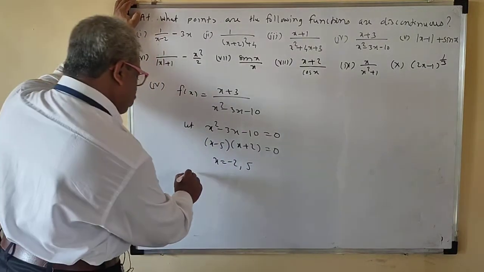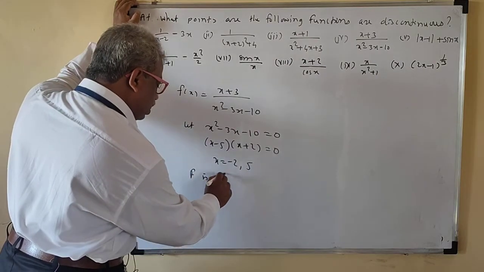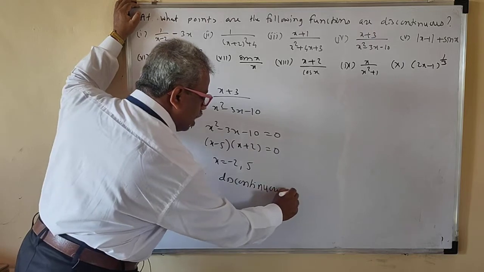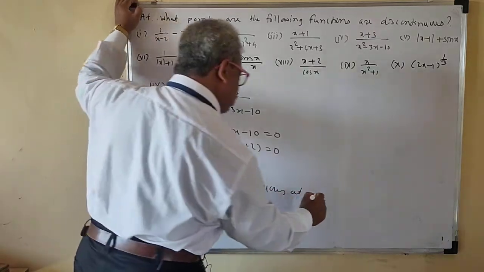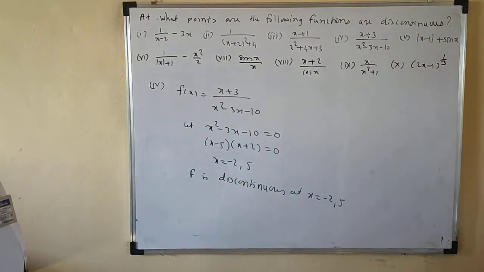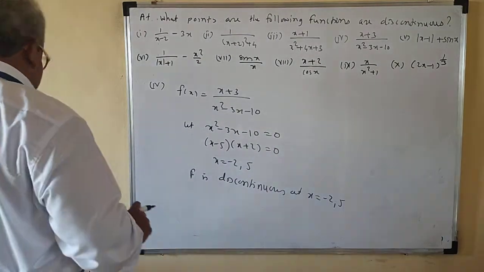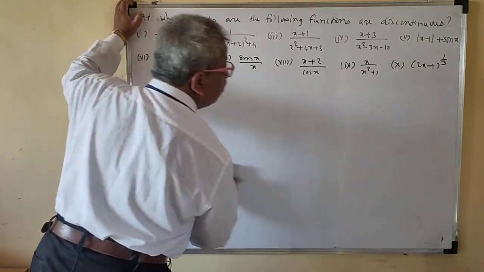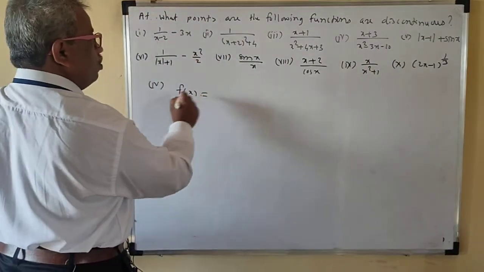That means f is discontinuous at x is equal to minus 2 and x is equal to 5. So these are the discontinuities for this function. Now the next problem, mod of f of x is equal to what are the number?